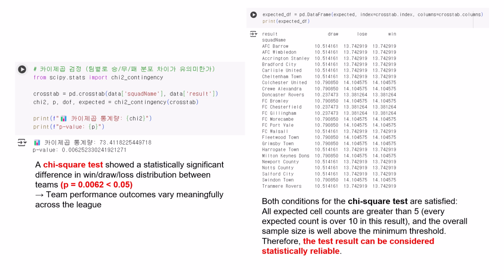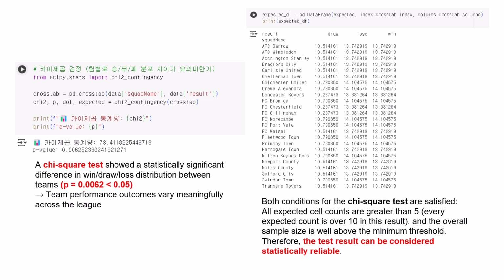And to assess if performance outcomes differ across teams, I performed the chi-square test on win, draw and lose distributions. The result was statistically significant with a p-value of 0.0062, which is well below the standard threshold of 0.05. This means team performance outcomes are not random and actually vary meaningfully between teams.